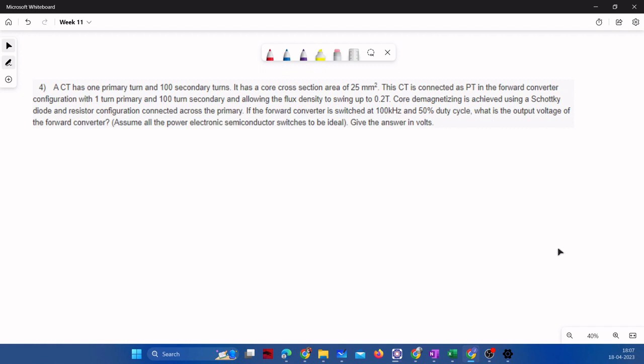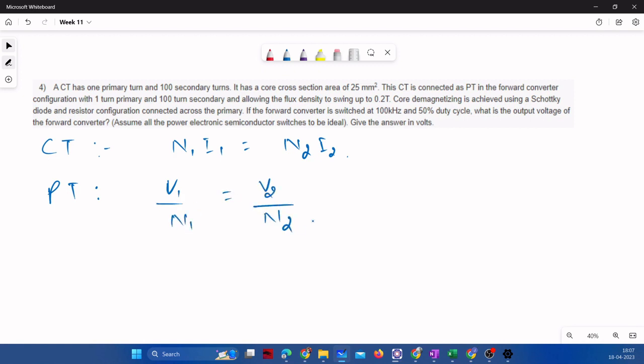So CT here stands for current transformer and PT stands for potential transformer. In a CT also, you can say N1 I1 is equal to N2 I2, and in a PT, V1 by N1 is equal to V2 by N2.